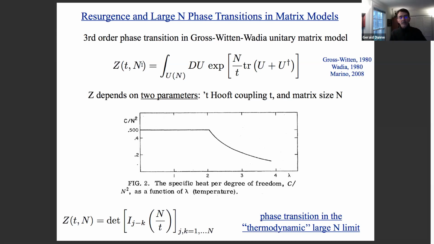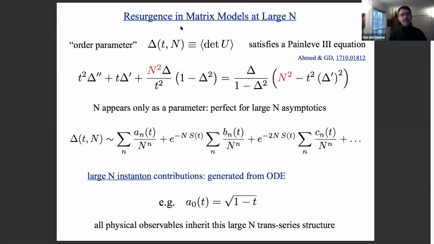And this has been studied in great detail, the pioneering work of Marcos Mariño, using resurgence to study these matrix models. And things can be done in great detail. So there's some sort of order parameter, which is the expectation value of the determinant of U. And its formal large N expansion would just look like this. But in fact, there are exponentially small large N instanton expansions where the instanton action is a function of the 't Hooft coupling. And all of this can be done in great detail in this particular model.